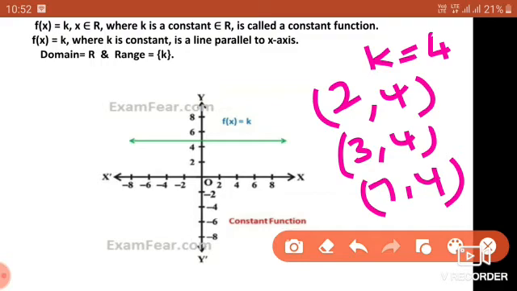What is the domain? The domain will be your real numbers, that is 2, 3, 4, 5, 6, 7, etc. It belongs to the set of all real numbers. And what is the range? That is, 2 is related to 4, 3 is related to 4, 7 is related to 4. So your range will be the constant value. Whatever constant we are taking, that will be your range.